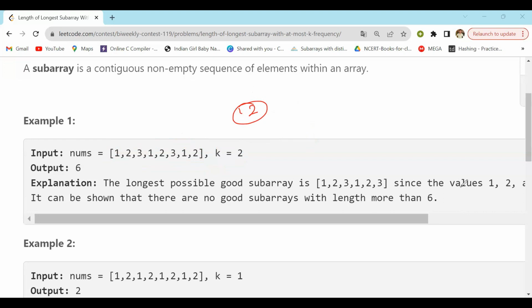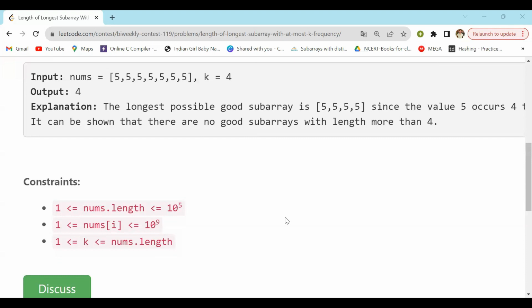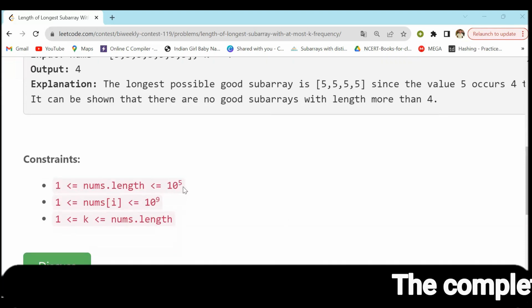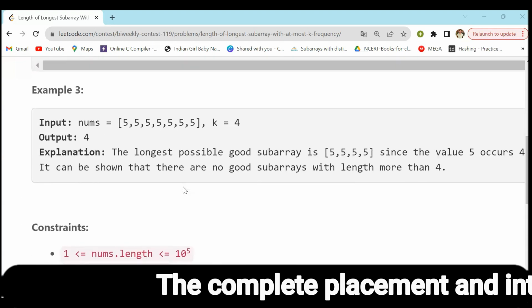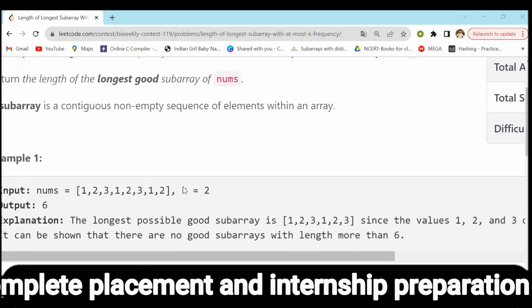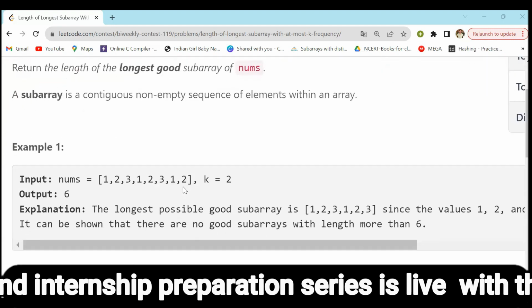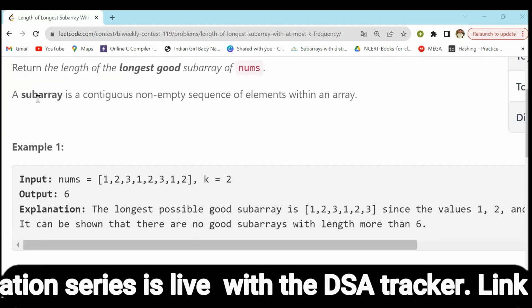And I think if we do this for all the subarrays, it would be quite costly because it will be n cube, right? There are n square subarrays of an array, and here we have permitted only O of n time because n is 10 to the power 5. So we have to do it in O of n. How to do it? So yeah, let's think a bit and we solve this question.